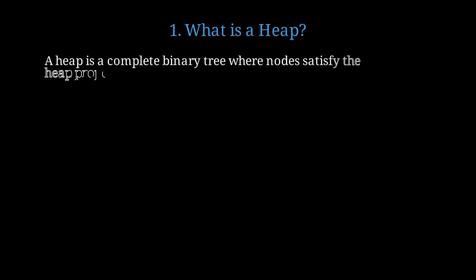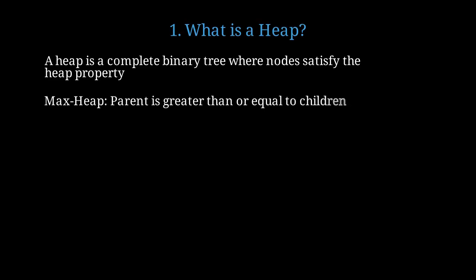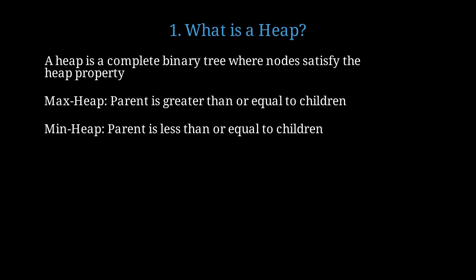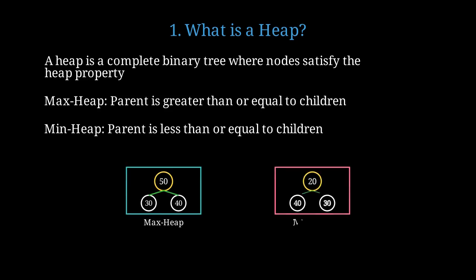A heap is a complete binary tree, meaning all levels are filled except possibly the last, which fills from left to right. In a max heap, every parent node has a value greater than or equal to its children. In a min heap, every parent node has a value less than or equal to its children. Here we see both types. The max heap has 50 at the root with smaller children, while the min heap has 20 at the root with larger children. Heaps are incredibly useful for managing prioritized data.